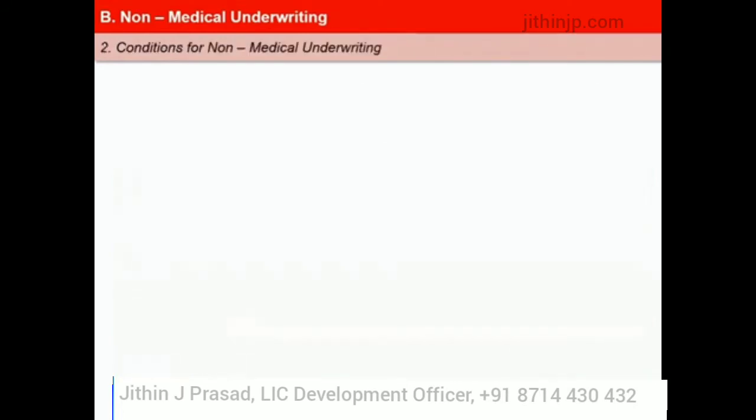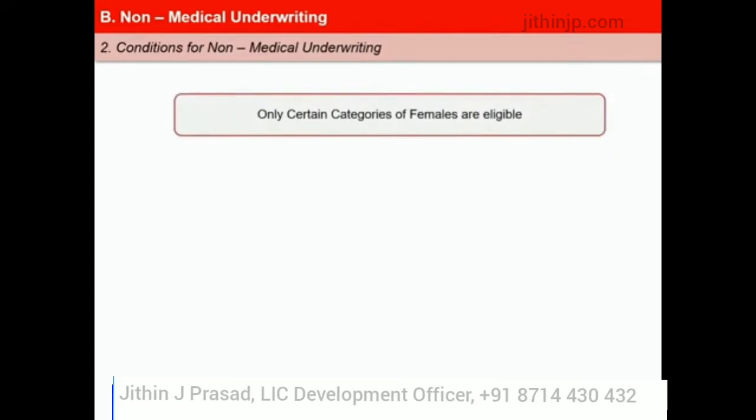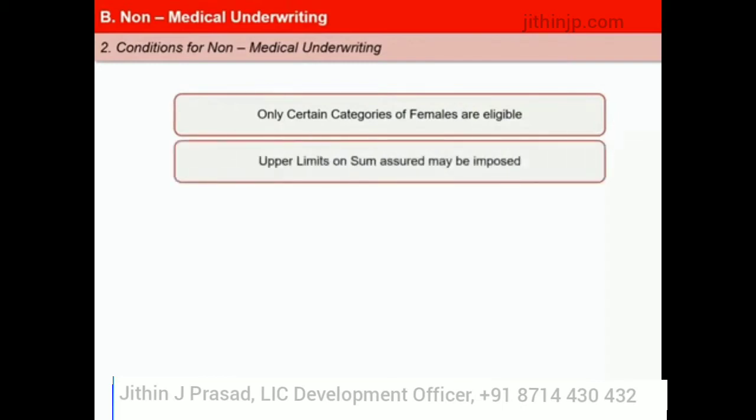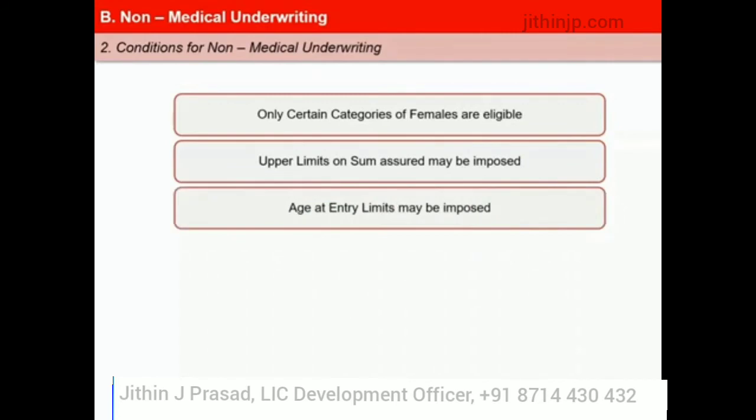However, non-medical underwriting calls for certain conditions that should be followed, such as: first, only certain categories of females, like working women, may be eligible. Second, upper limits on sum assured may be imposed. For example, any case having a sum assured beyond 5 lakhs would be subjected to a medical examination. Third, age at entry limits may be imposed. For example, it is compulsory to get a medical examination done for persons above 40 or 45 years of age.